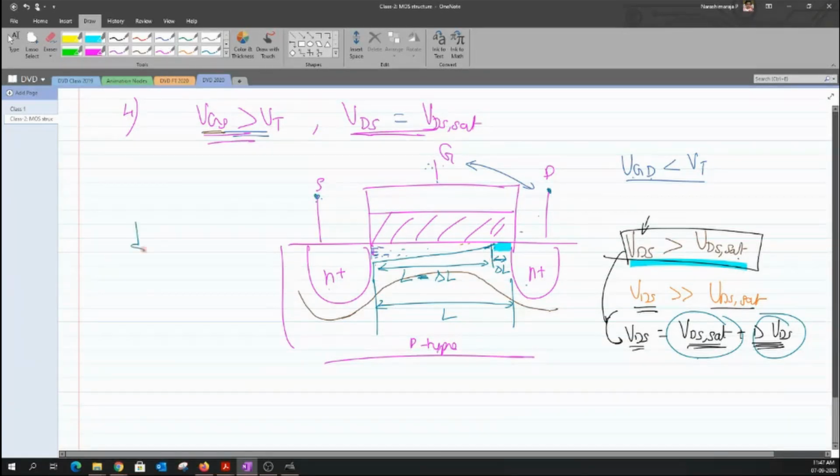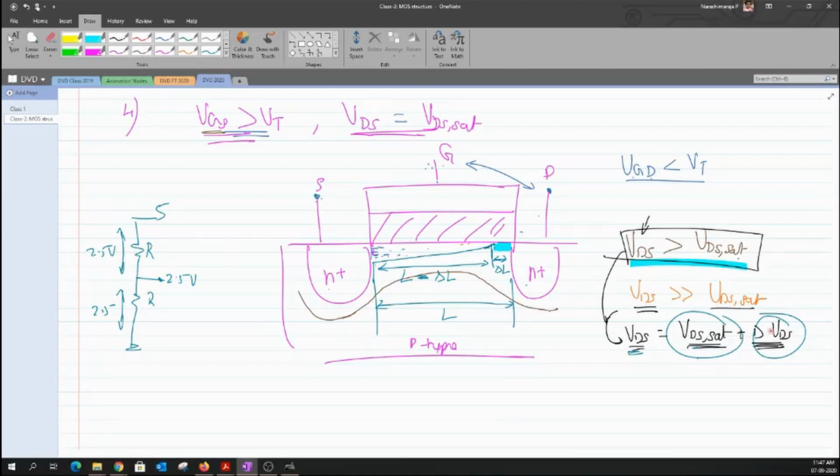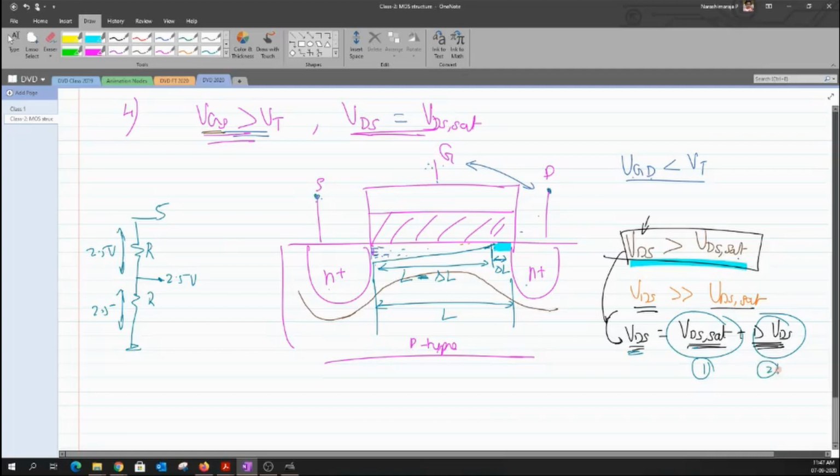Say for example, if I have two resistances, and I have 5 volt here, and if both the resistances are the same, then I know the potential across each would be 2.5. So there is a drop of 2.5 volt and another drop of 2.5 volt. In this case, the 5 volt can be mapped to VDS, this 2.5 volt can be mapped to VDS sat, and the next 2.5 can be mapped onto delta VDS. In that way, I want you to visualize how these two components, component number 1 and component number 2, appear across the channel, or across what element they appear.